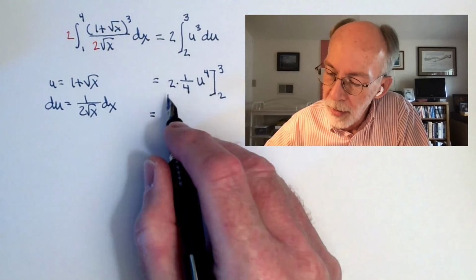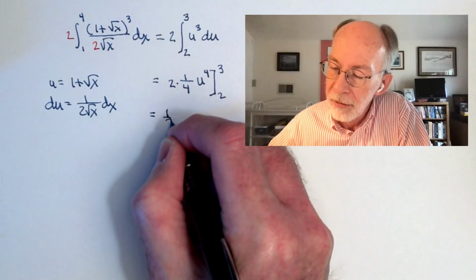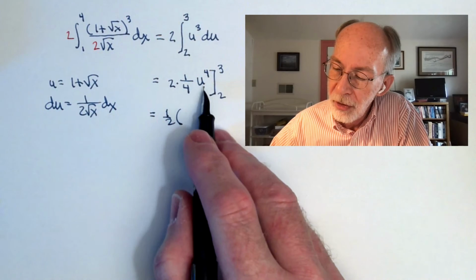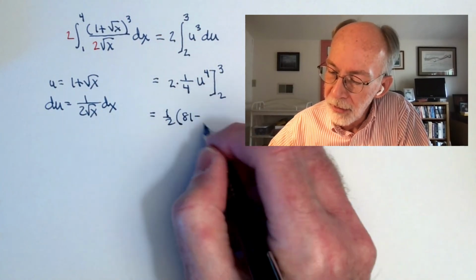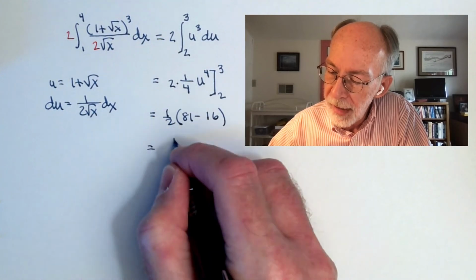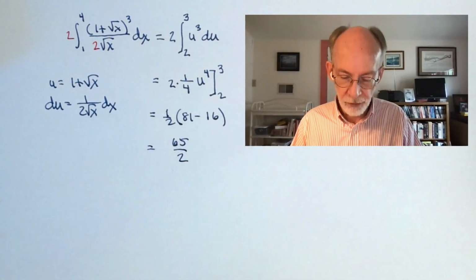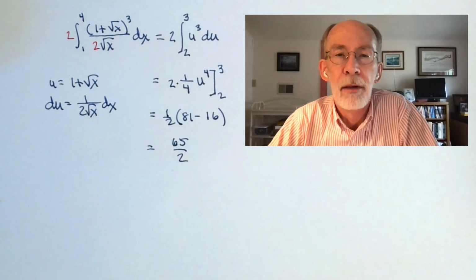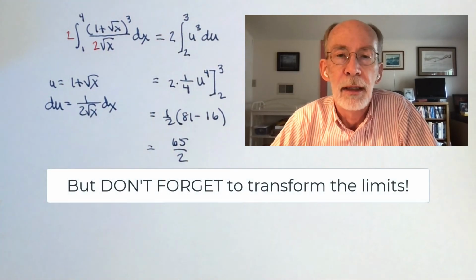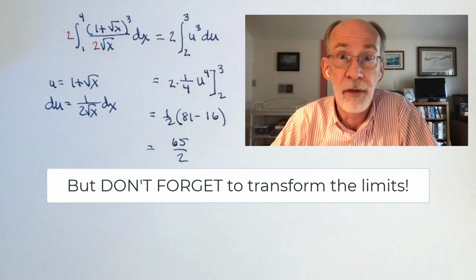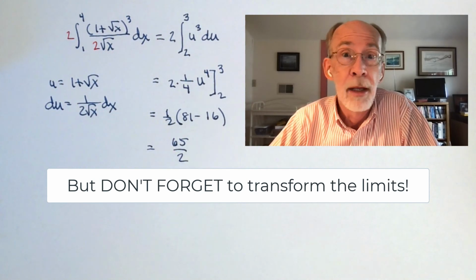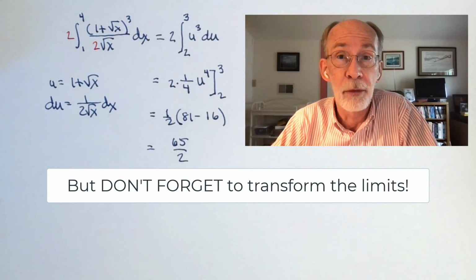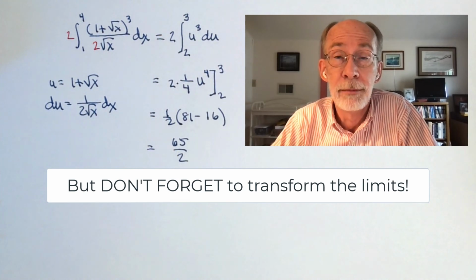2 times the 1/4 is a half. I'll factor that out. I've got 3 to the 4th, which is 81, minus 2 to the 4th, which is 16. This is 65 halves. And we save ourselves the trouble of having to go back and re-express everything in terms of the original variable of integration. We can just finish it off, secure in the knowledge that if we haven't made some kind of boo-boo, these two integrals are equivalent. We might as well evaluate the simple one.